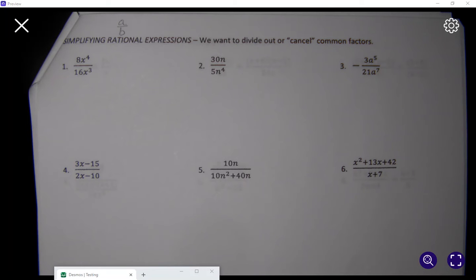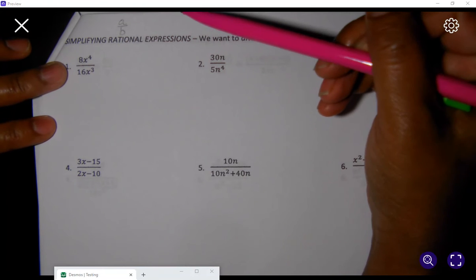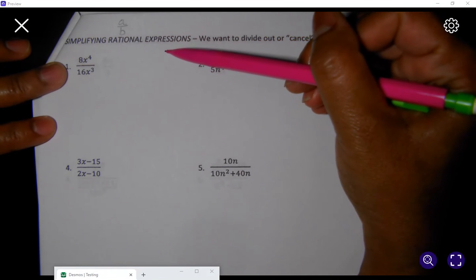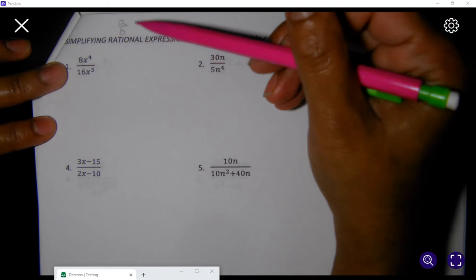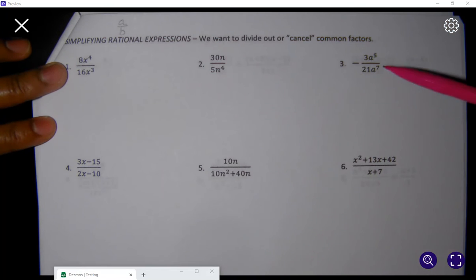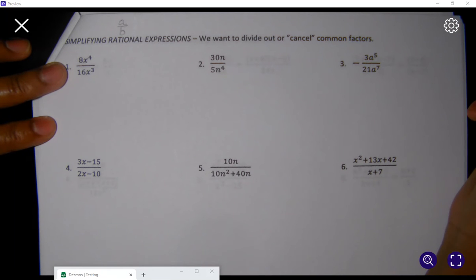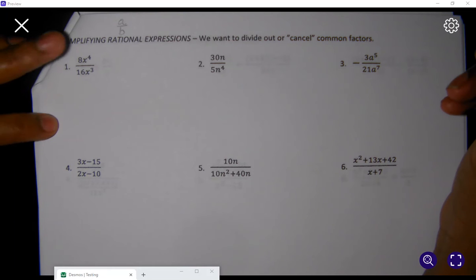All right, class. So here is page 5 of your Unit 6. We're going to look at rational expressions. A rational expression has the form a over b. Basically, you should see a fraction bar in all of our examples. And I'm going to teach you how we simplify.